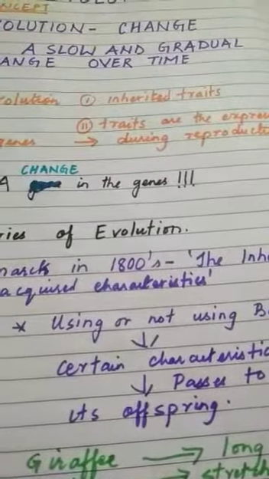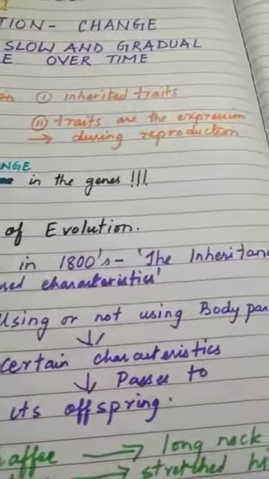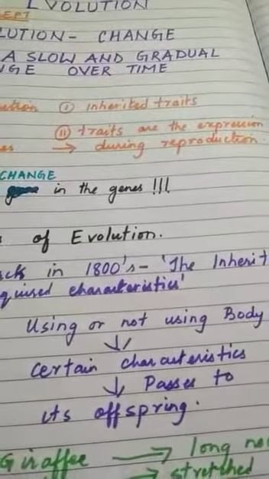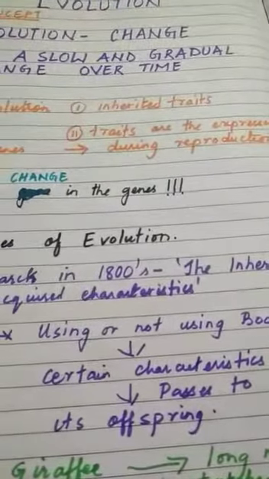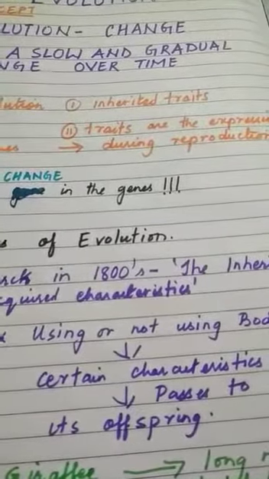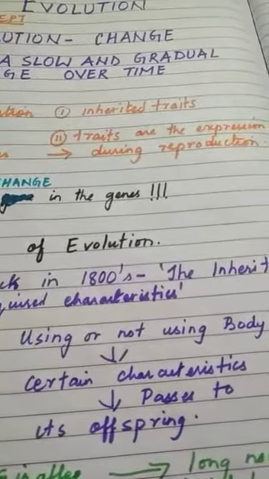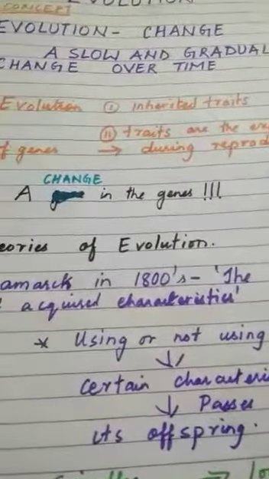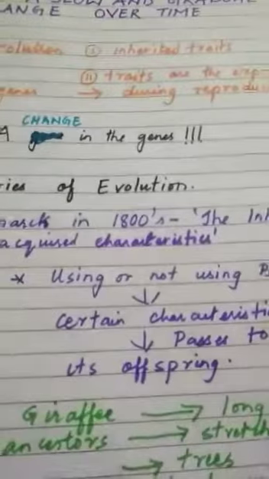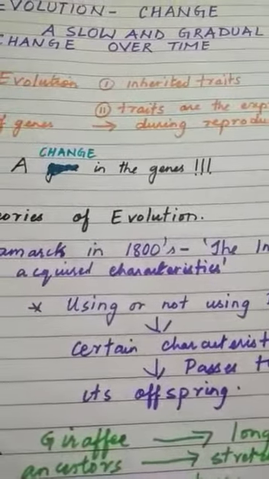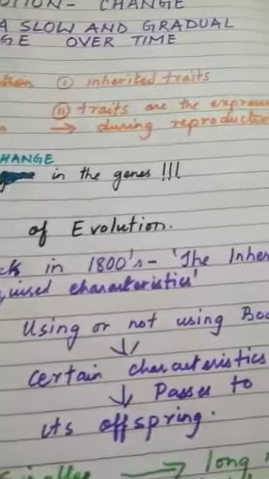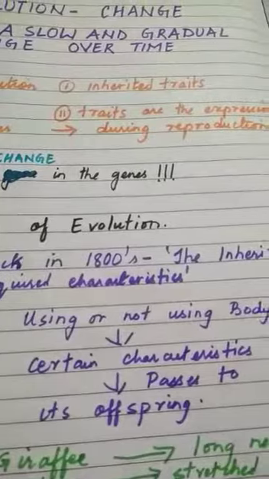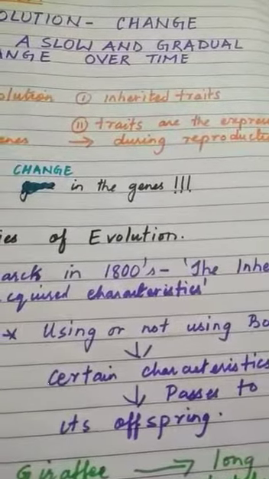He proposed that by using or not using body parts, understand now, an individual tends to develop certain characteristics which it passes on to its offspring. He proposed that by using or not using its body parts, an individual tends to develop certain characteristics which it passes on to its offspring.